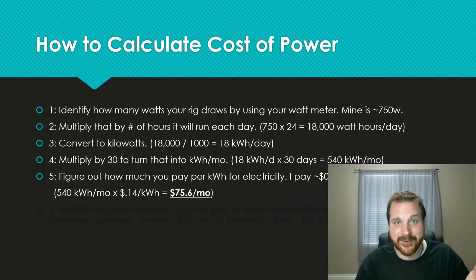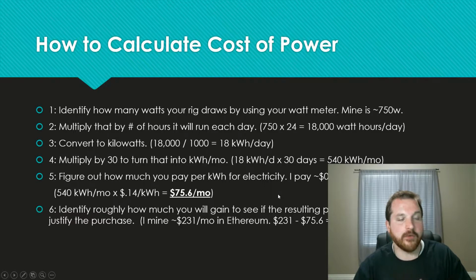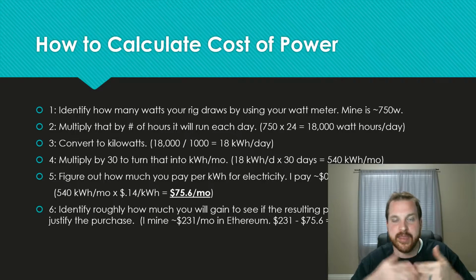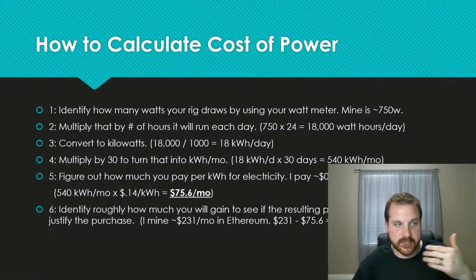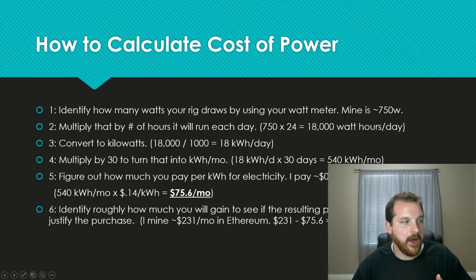So the only way to justify paying an extra $75 a month in power costs is to be earning more than that. Now we need to identify roughly how much this rig is going to make us, to make sure we're in the black and making money rather than just feeding money to the power company. If you do the math off of 180 mega hashes per second, which is what this rig will give you, I mine roughly $231 a month in Ethereum. And that's about $155 a month in profit after power costs.